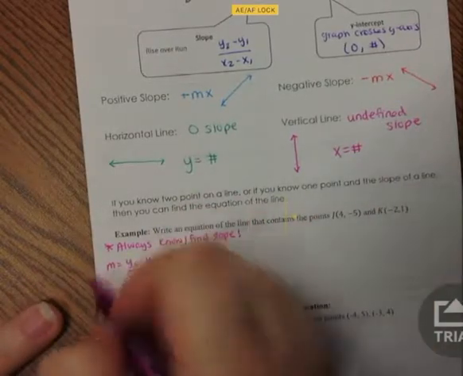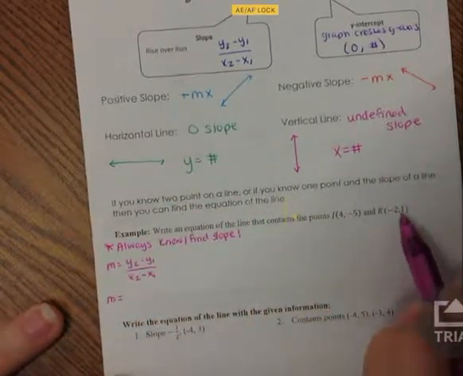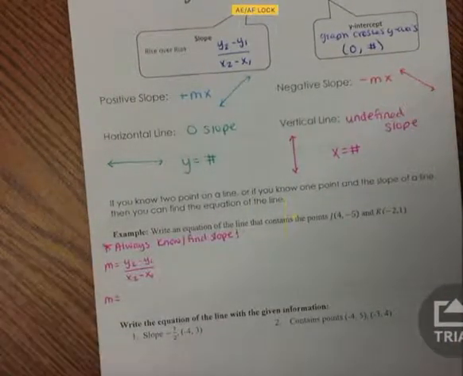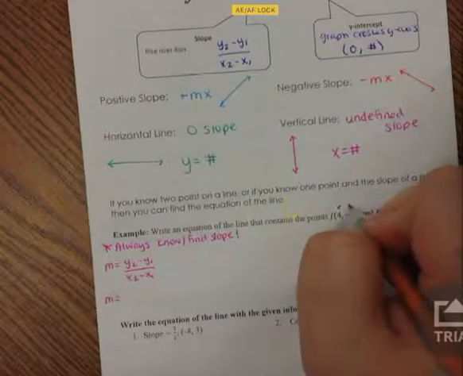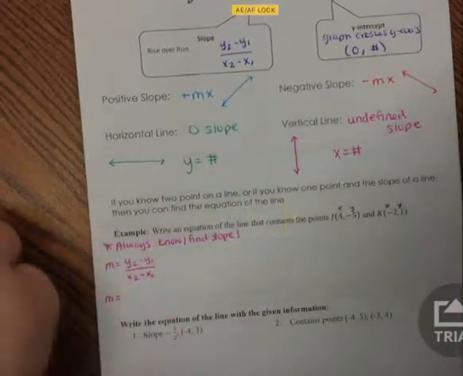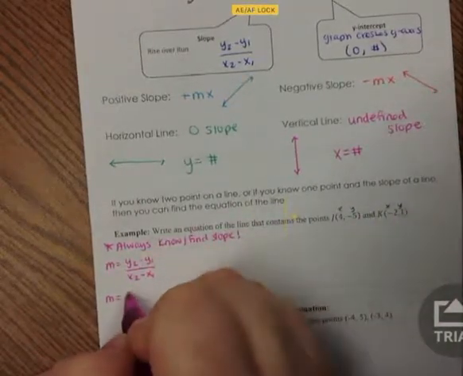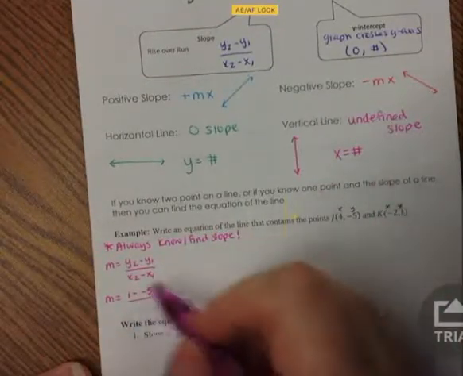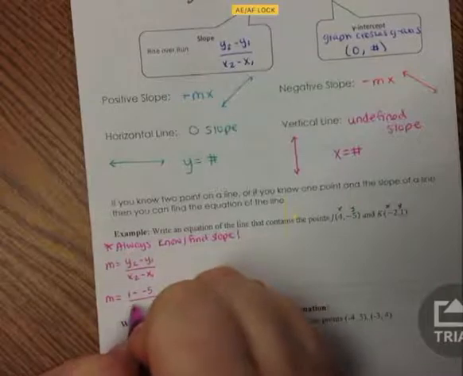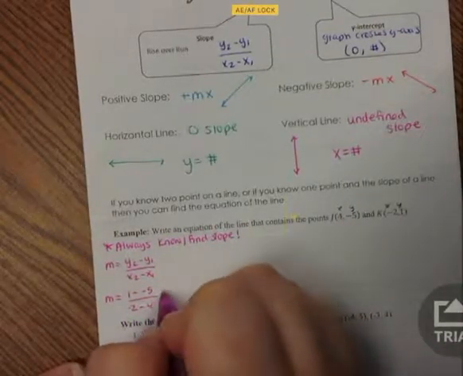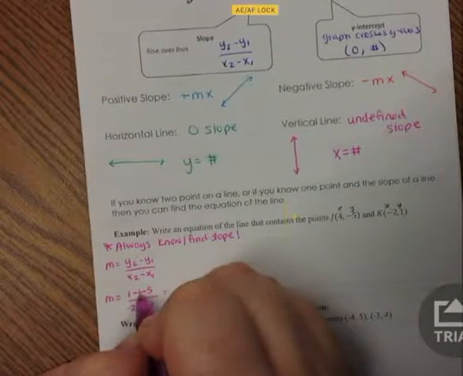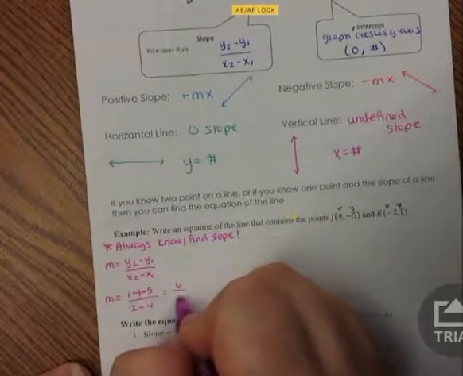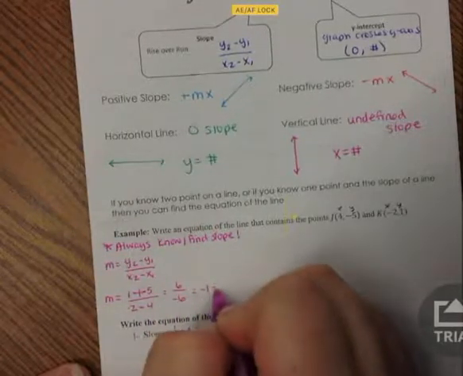Our two coordinates. So m equals. Our y2 is 1. So let's go here and this is our x and y. X, y, x, y. So we have y2 is 1 minus a negative 5, divided by our x's. X2 is negative 2 minus a positive 4. So 1 minus a negative 5 turns into a positive. So that becomes 6 over negative 2 minus 4 is negative 6, which is equal to a negative 1. This is equal to our slope.